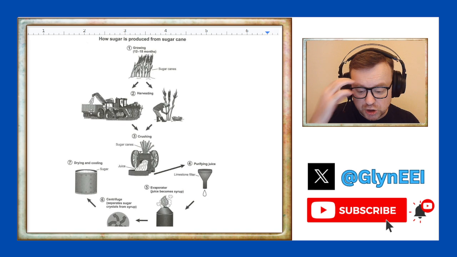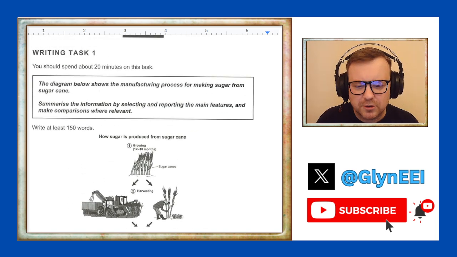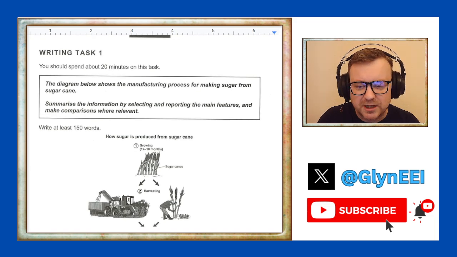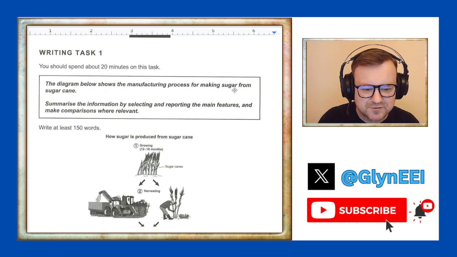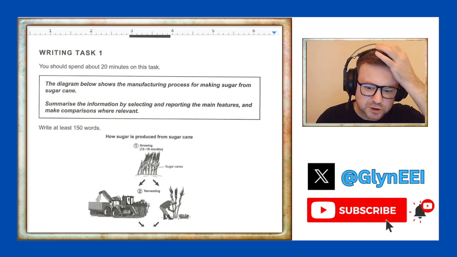In terms of structure, what am I looking for here? So probably 4 paragraphs. Paragraph 1 will be a direct paraphrase of the diagram below shows the manufacturing process for making sugar from sugarcane. So something simple like the diagram explains how sugar is made, how the product of sugar is made, or it shows the end-to-end process or the linear process of the production of sugar.